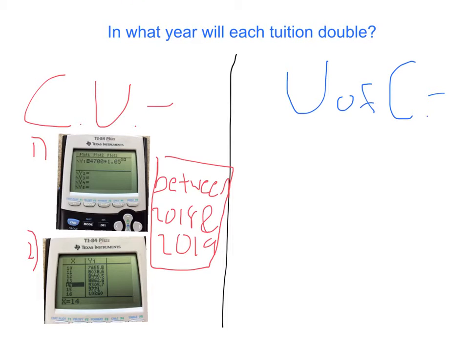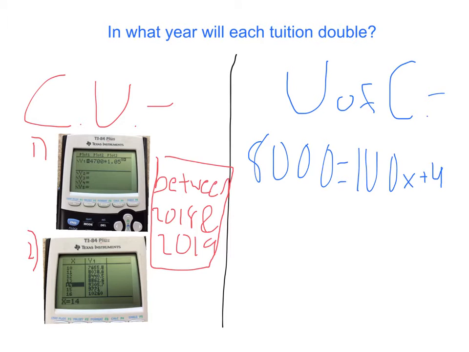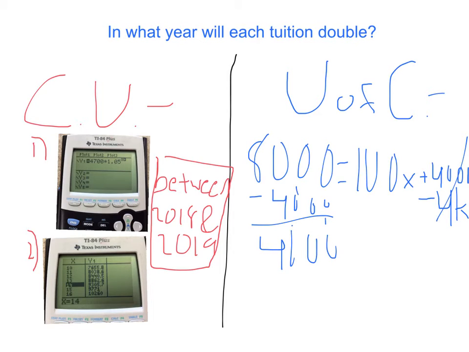For finding University of the Colleges, you actually wouldn't need to use a calculator. So the equation would be 8,000 equals 100x plus 4,000. Then you would subtract 4,000 from each side, which would be 4,000.